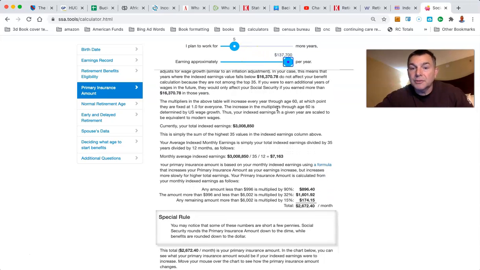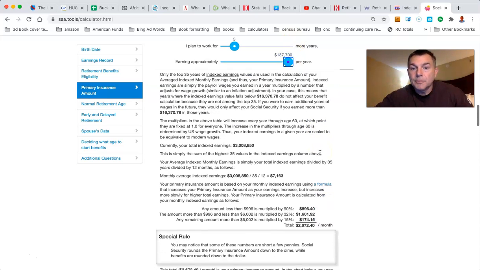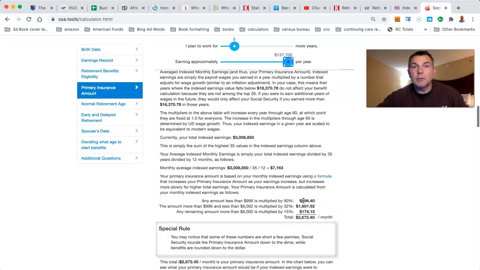But if I work an extra 5 years at my old job making big bucks, it's 2,672. 2,589 for 15 years at a job I like versus 2,672 at a job I don't like. That's not even $100 a month difference. That's not even $100 a month.